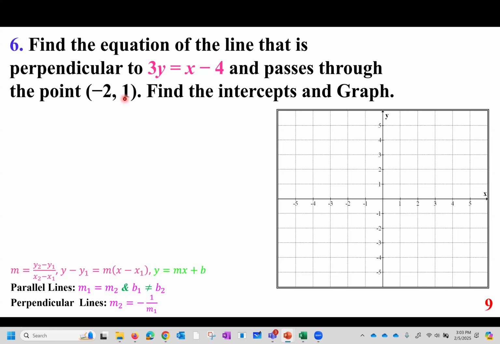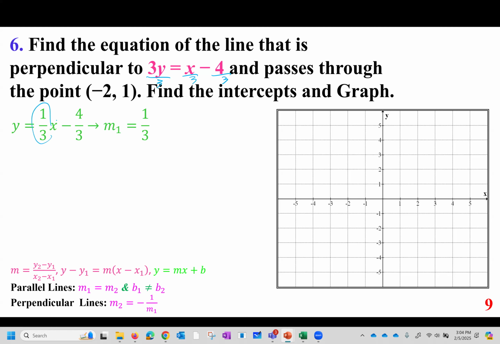For the given line, we need to find its slope. That means we have to put it in slope-intercept format. You are going to divide both sides by 3. y equals 1/3 x minus 4/3, and clearly this is your slope.